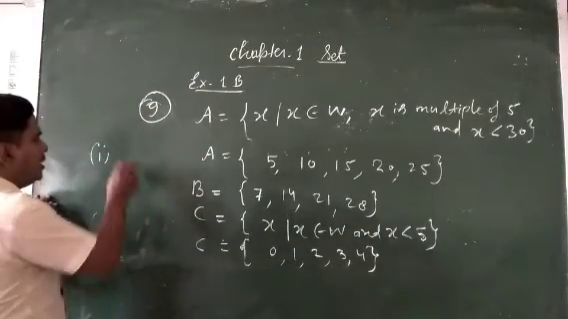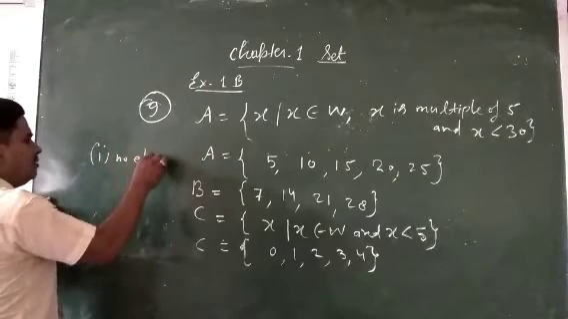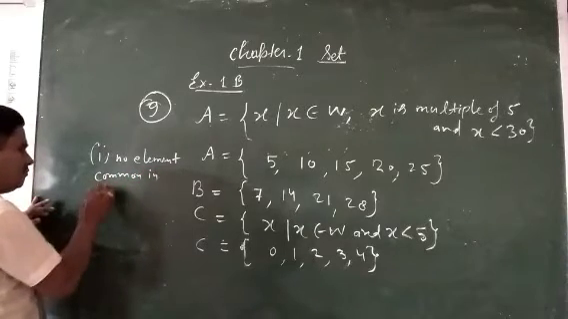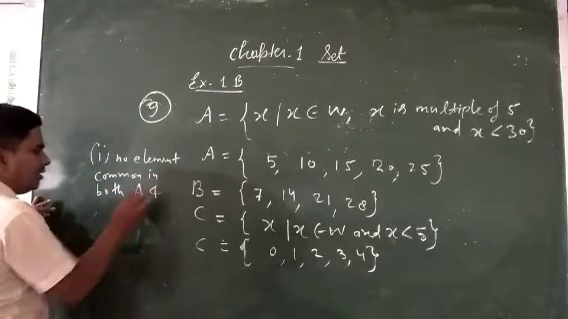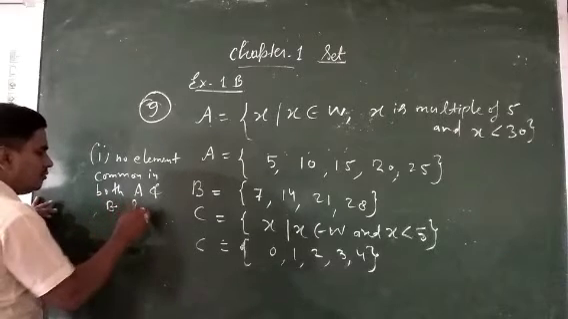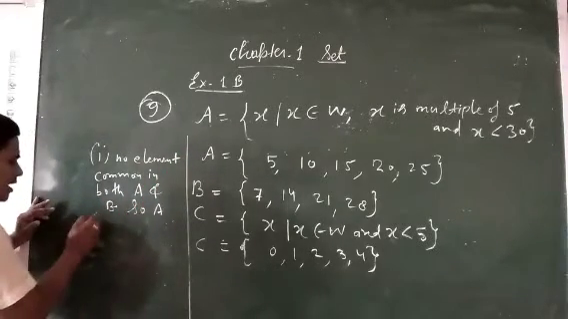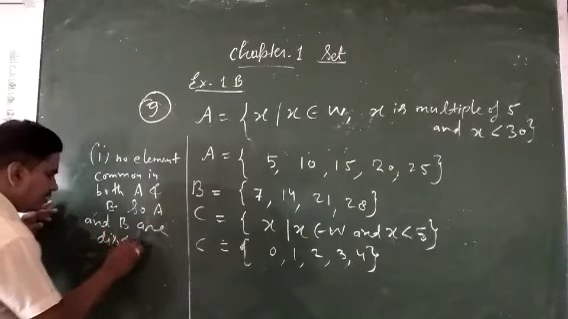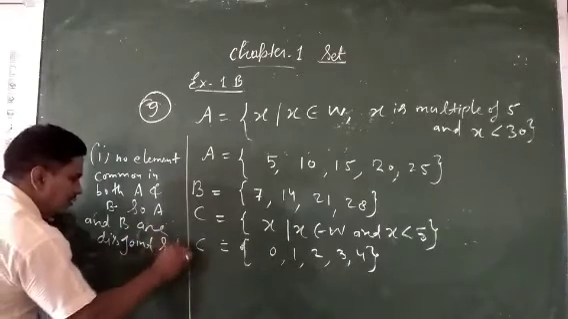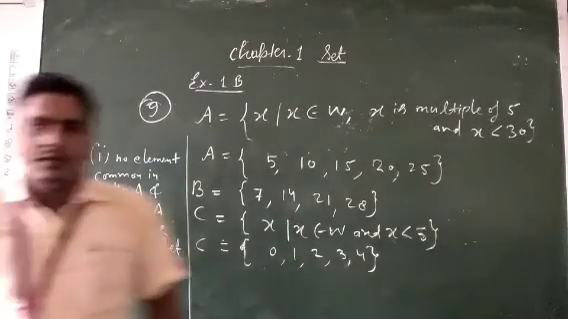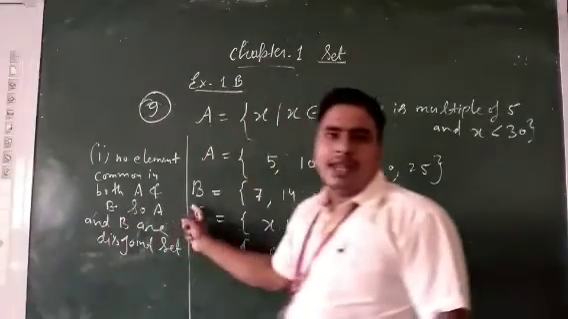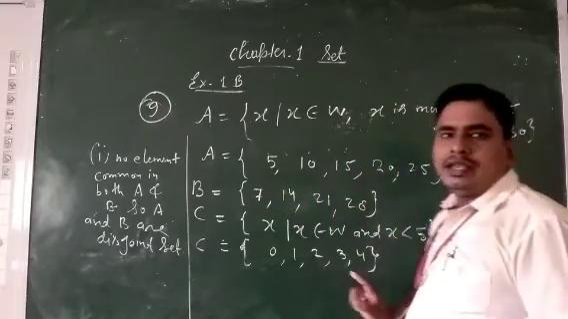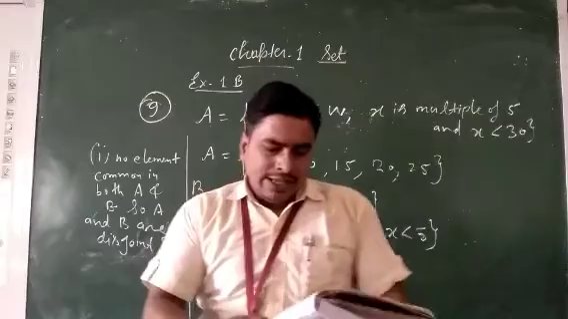A and B have no element common in both A and B. So A and B are disjoint. No element common in A and B. Same you can solve the next option.